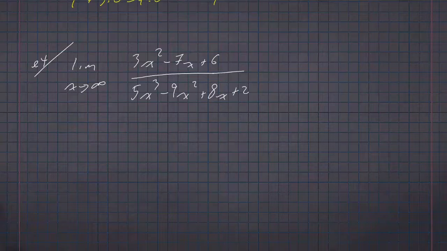Here's one for you to take a look at. The limit as x goes to infinity of 3x squared minus 7x plus 6 all over 5x cubed minus 9x squared plus 8x plus 2. Take a few minutes to see where you can get to with this problem, and I'll see you in the next video.